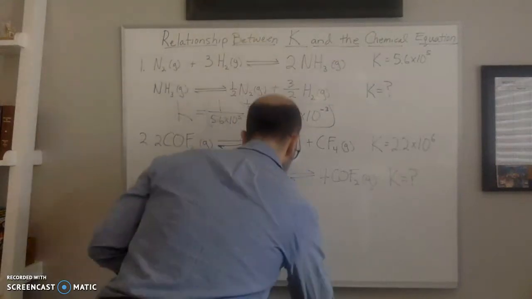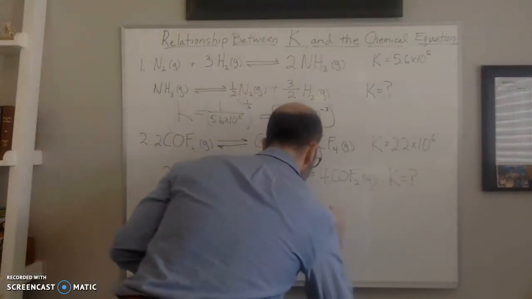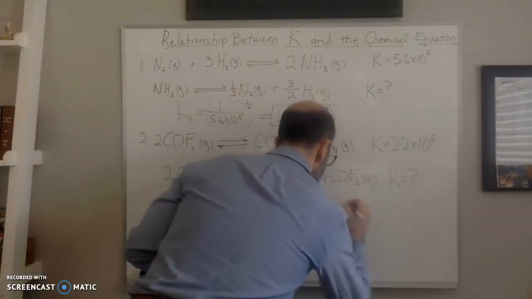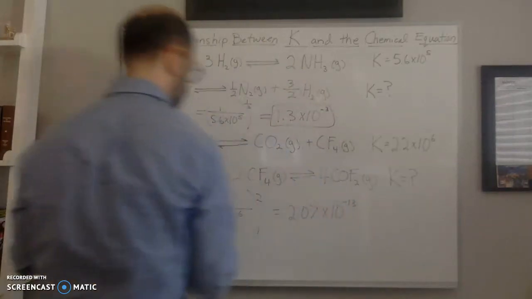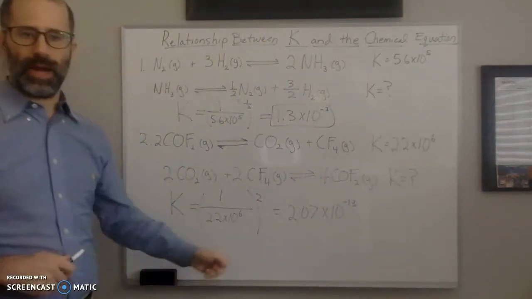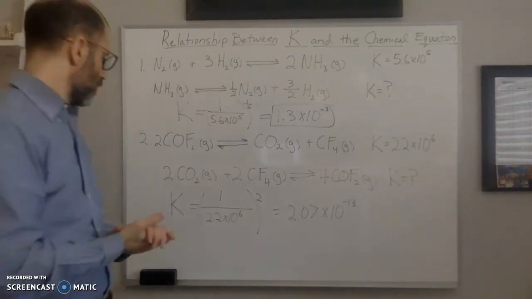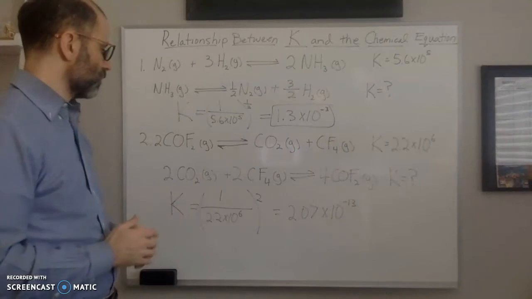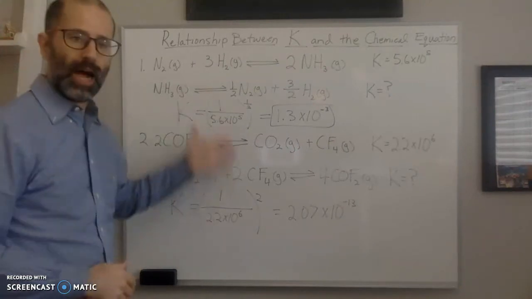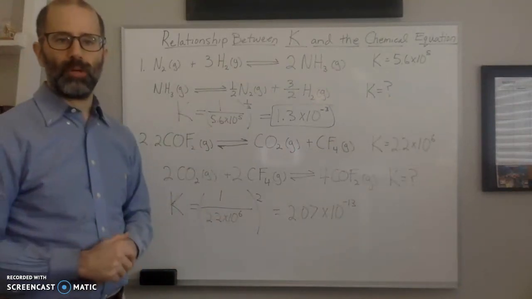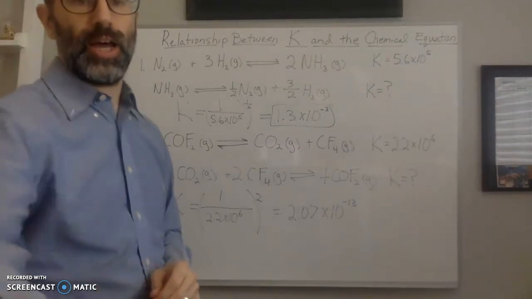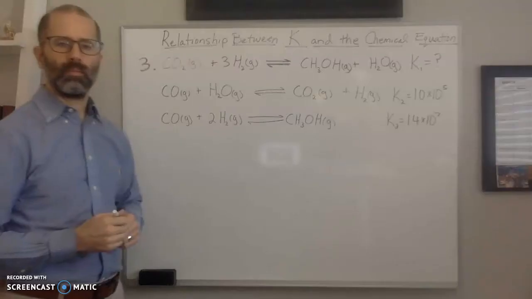That's going to give me 2.07 times 10 to the negative 13 power. So that's my new K value for this reaction. So that's how you do it. I've got one more problem to do, and I'll show you that in just a moment.